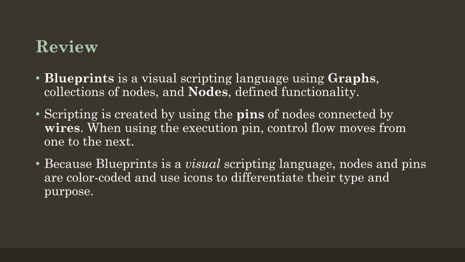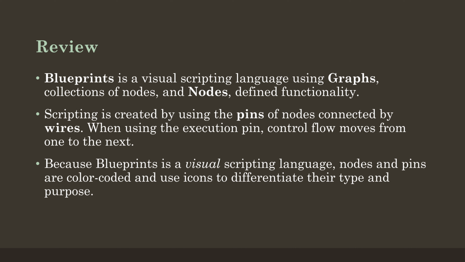Because Blueprints is a visual scripting language, nodes and pins, and as we will learn, variables, are all color-coded. They also use icons to differentiate their type and purpose. So we can see visually what the type of value is, looking at its color, its icon, and how we use it within the blueprint itself.